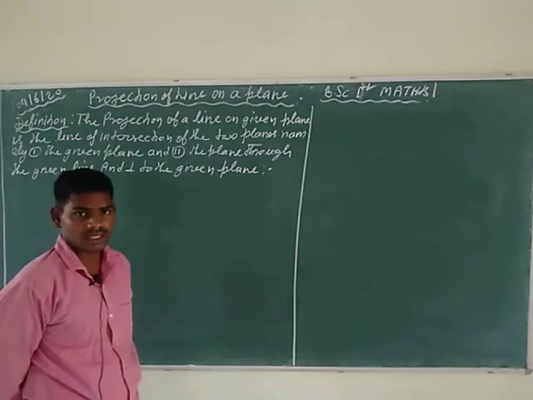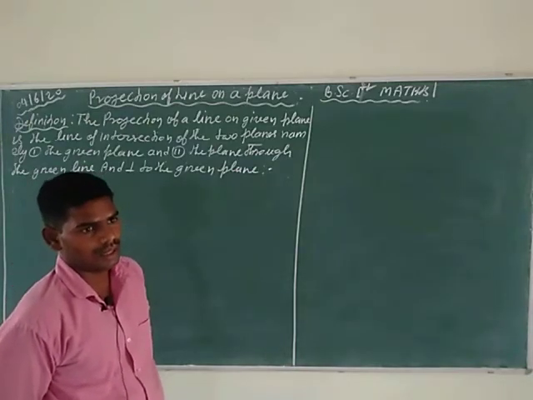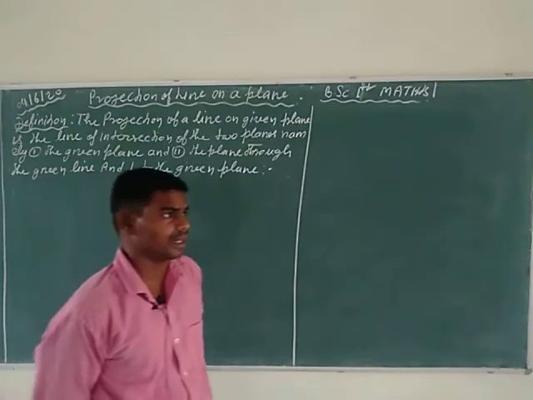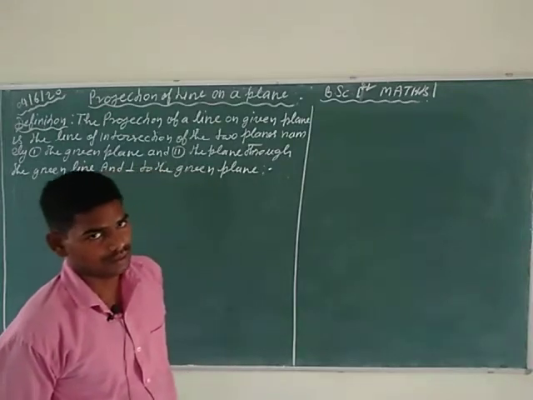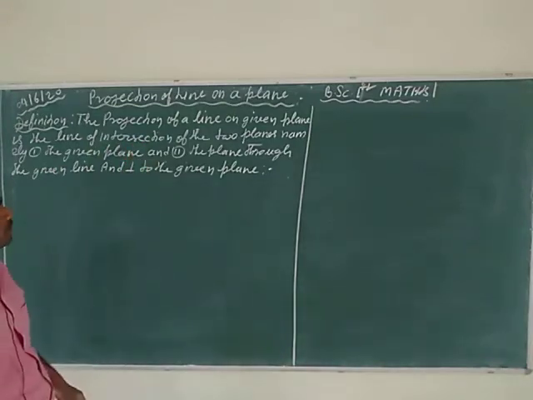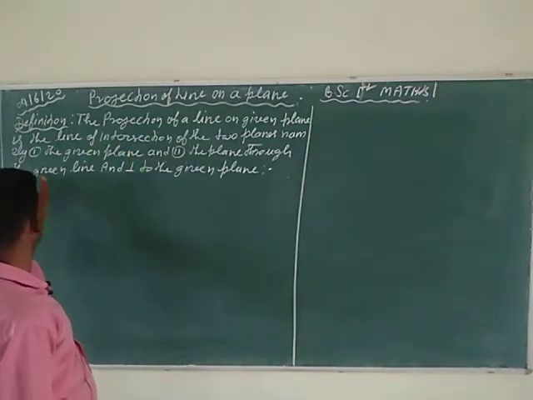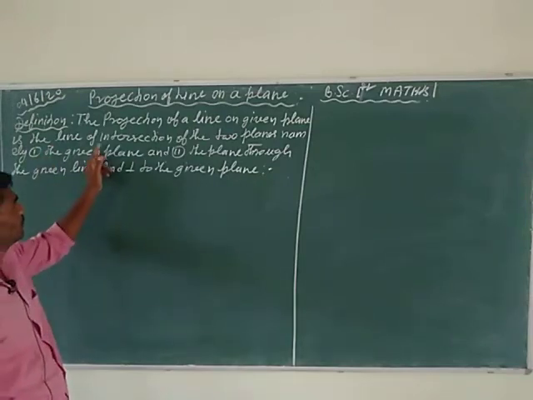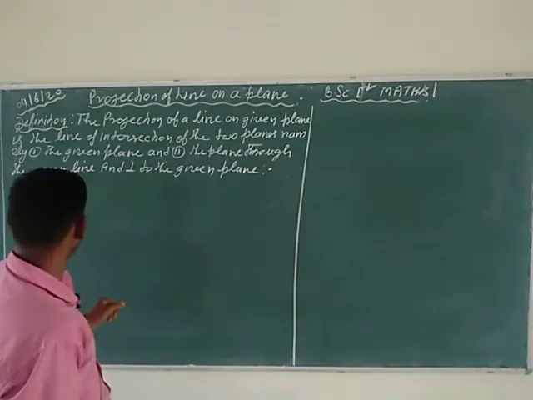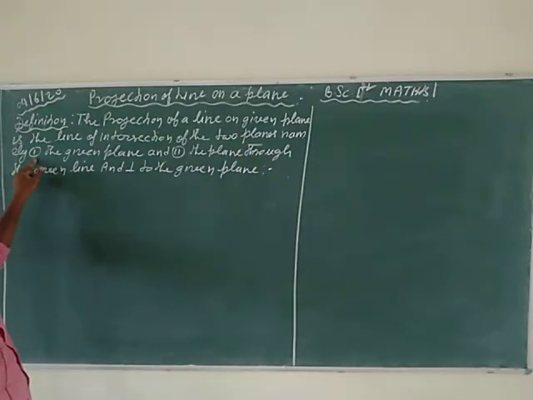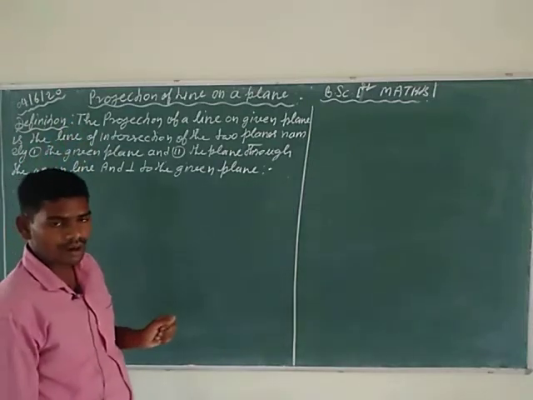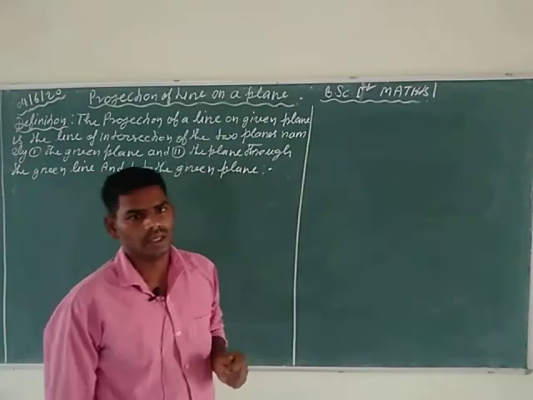Means in three-dimensional space, consider a plane and a line, then the projection of the line on the plane is always a line, because the projection of a line on the plane is a line. So according to the definition, the projection of a line on a given plane is the line of intersection of two planes.